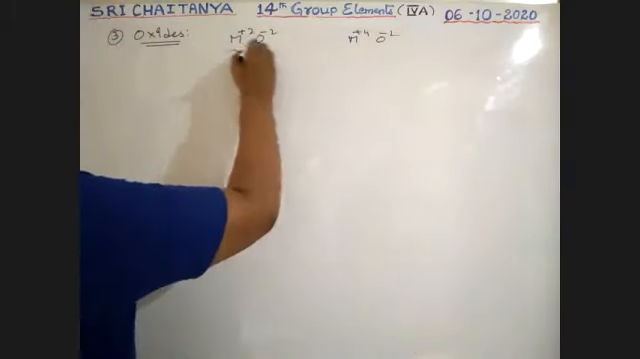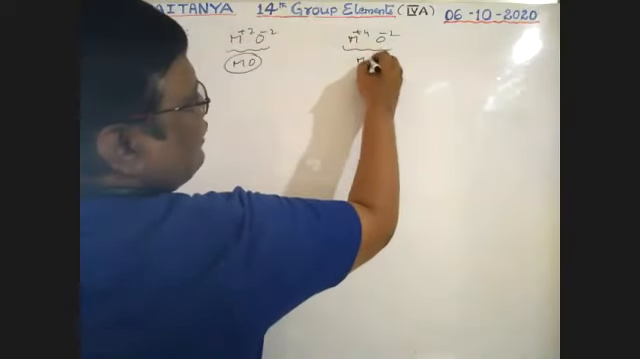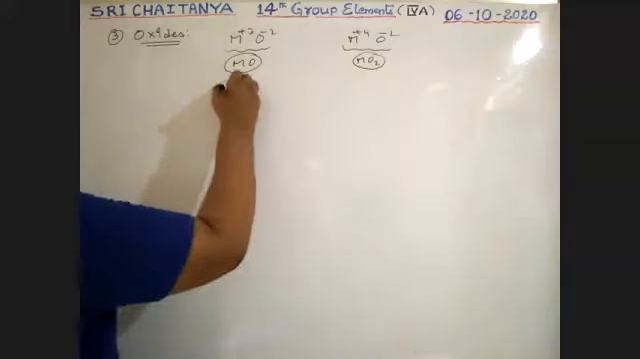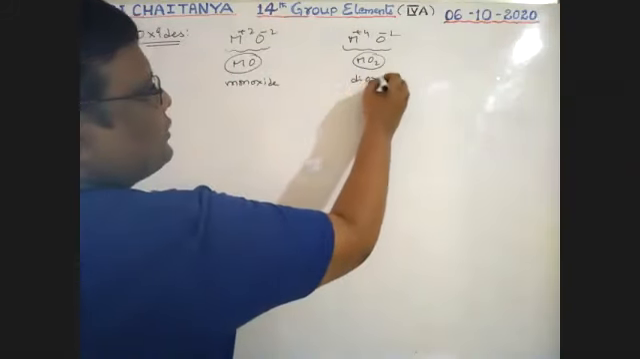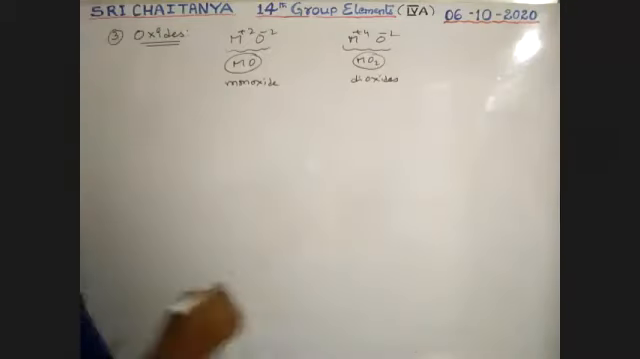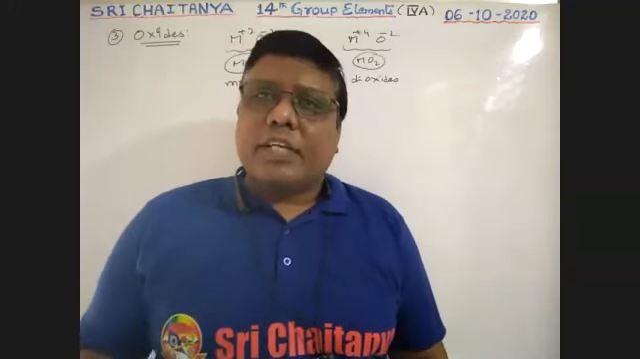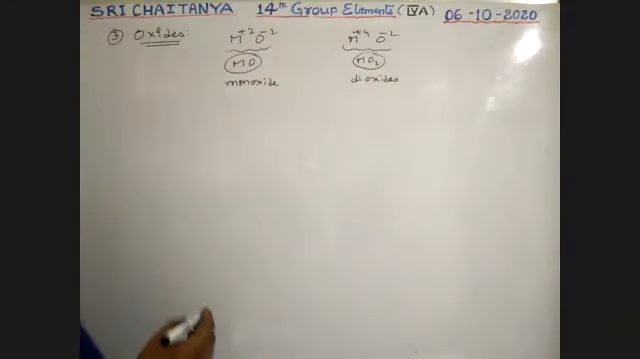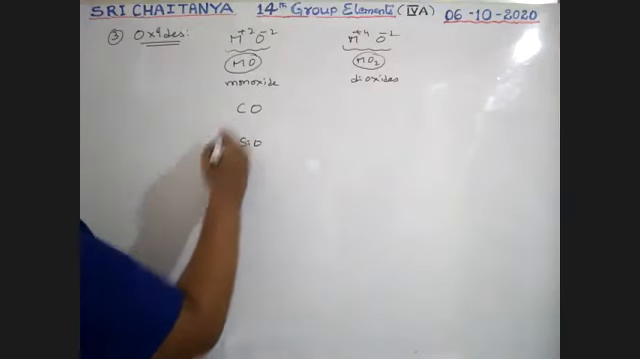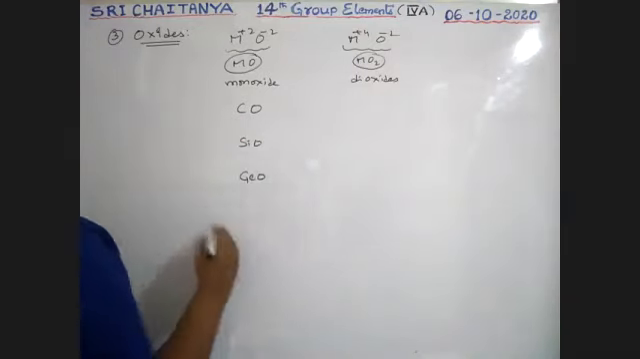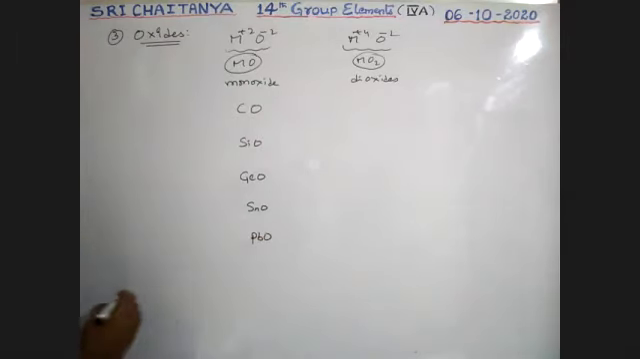That means this combination gives MO type oxides. This combination gives MO2 type oxides. These are called monoxides. These are called dioxides. That means 14th group elements give two types of oxides: monoxides and dioxides. So let us observe. That is carbon monoxide, silicon monoxide, germanium monoxide, tin monoxide, lead monoxide.